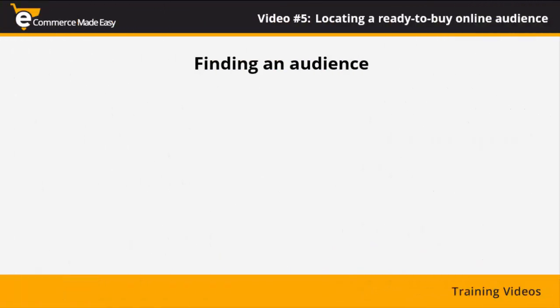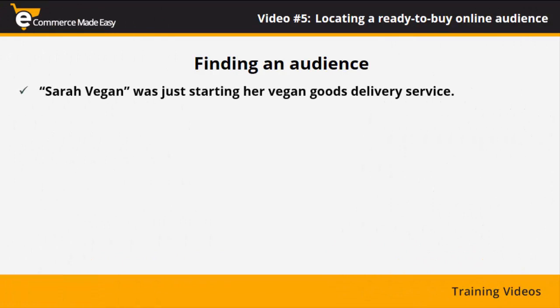Finding an audience. Sarah Vegan was just starting her vegan goods delivery service. She had created an incredible and intuitive website for her products. She had the right inventory and personality to manage it all. She just needed the clients to really take off.